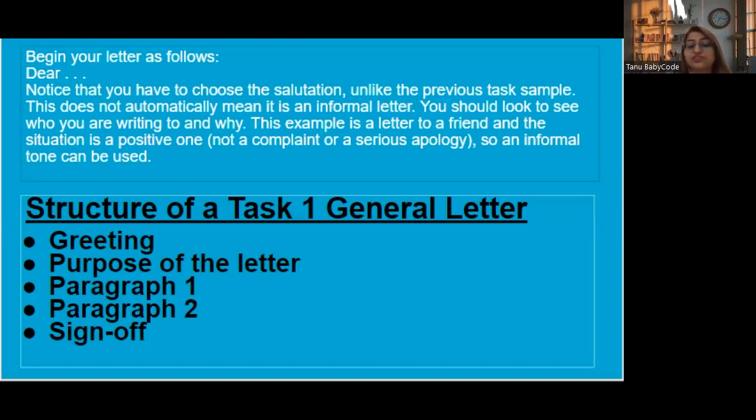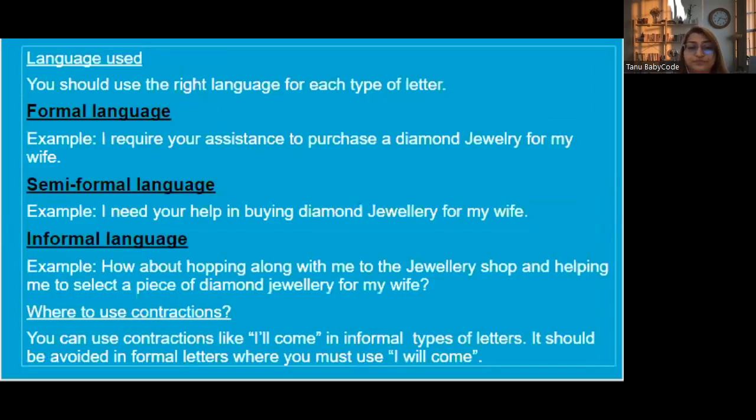Now, what is the structure of task 1? The structure of task 1 is that you have to greet first with a salutation, then the purpose of the letter, para 1, para 2, and then comes your sign off. Now, you should use the right language for each type of letter. I'll show you how the language varies according to the type of letter.